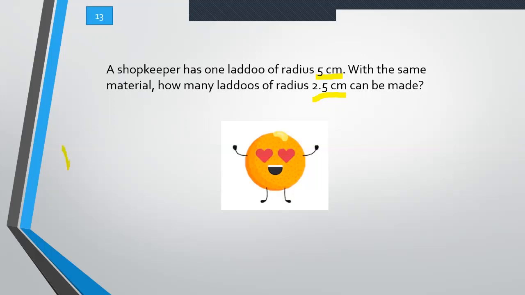So there's a short form of it, a shortcut of it, that is n is equal to volume of the big laddu divided by volume of one small laddu. One big laddu and one small laddu. Both the radiuses are given. Baki everything gets cancelled off.